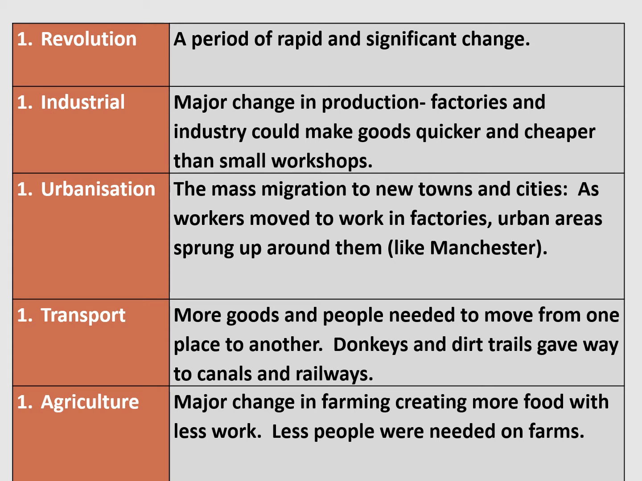So now on the screen you should be able to see the 5 key terms that are going to be particularly important in this early stage: revolution, industrial, urbanisation, transport, and particularly agriculture. These are some of the key terms that you definitely need to know for the remainder of this topic. So once again, just make sure you're familiar with these terms and then we'll move on.